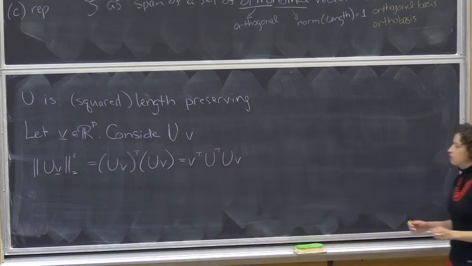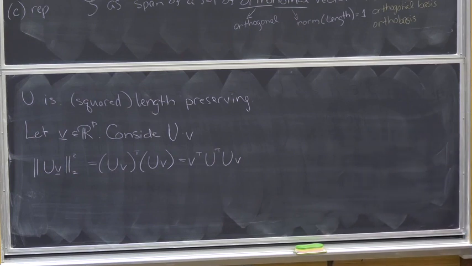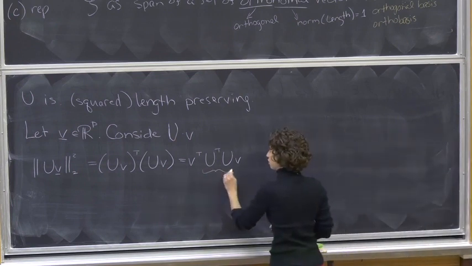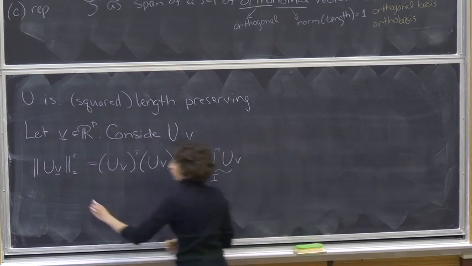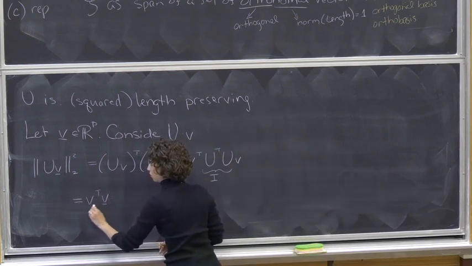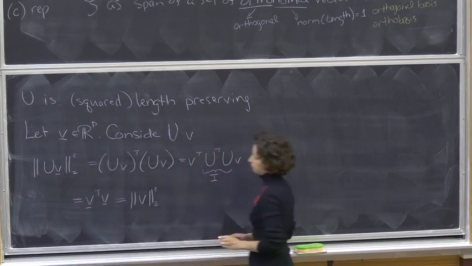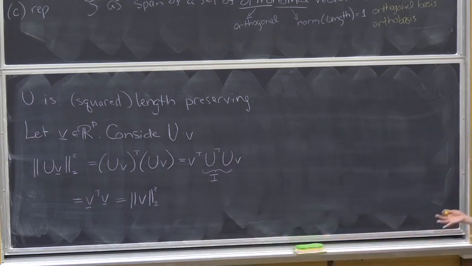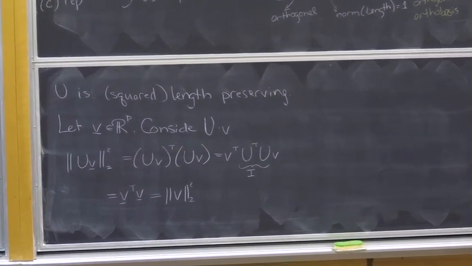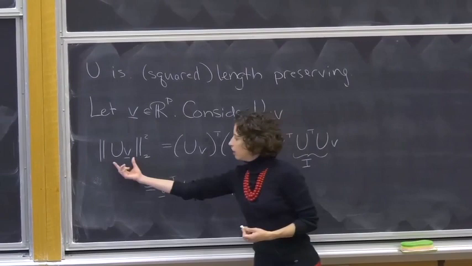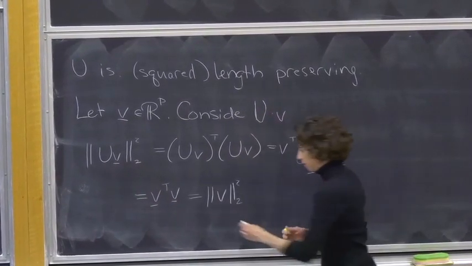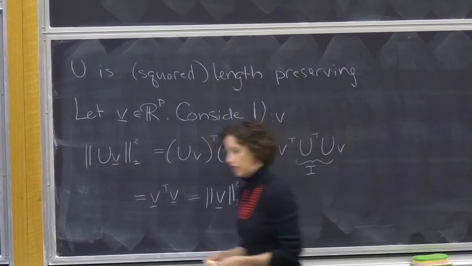Now, can I simplify this further? What can I do from here? Right, we just proved that U transpose U is equal to the identity. So therefore, this is equal to v transpose v, or in other words, it is the length of v squared. So when we take any vector and multiply an orthogonal matrix by it, then the squared length of that product is equal to the squared length of the original vector. Okay, so that's kind of handy.